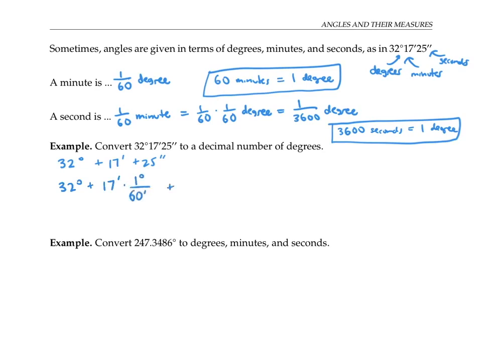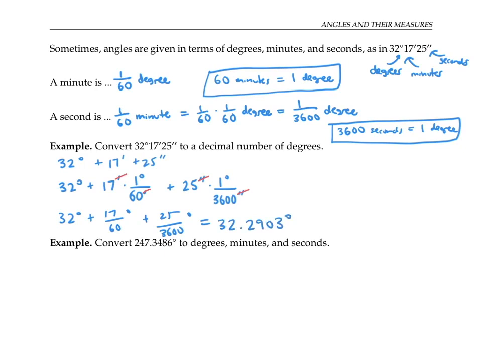Similarly, if I want to convert 25 seconds to degrees, I know that there are 3,600 seconds in 1 degree. I want the degrees on the top, and the seconds on the bottom to cancel with the 25 seconds. Okay, now I can write 32 degrees plus 17 over 60 degrees plus 25 over 3,600 degrees, because the minutes cancel and the seconds cancel. If I add this all up on my calculator, I get 32.2903 degrees up to 4 decimal places.